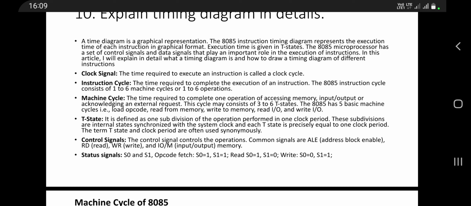If it is a read, then the read signal should be low, giving a low indication, and the write signal should also give a low signal. And next is the status signal. The status signal is bidirectional, because it will go up and go down also. It gives the status of whether it's the opcode fetch phase, whether it's memory read or IO read, whether it's memory write or IO write.